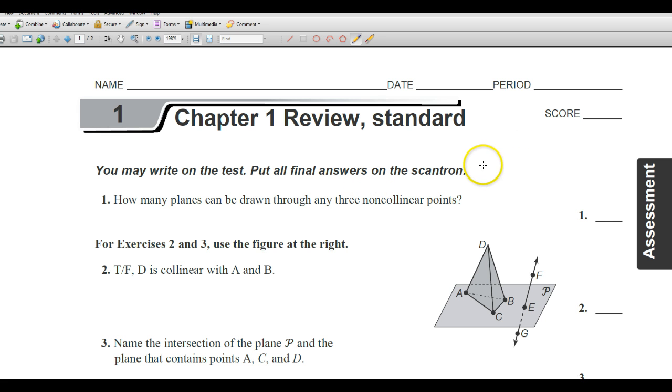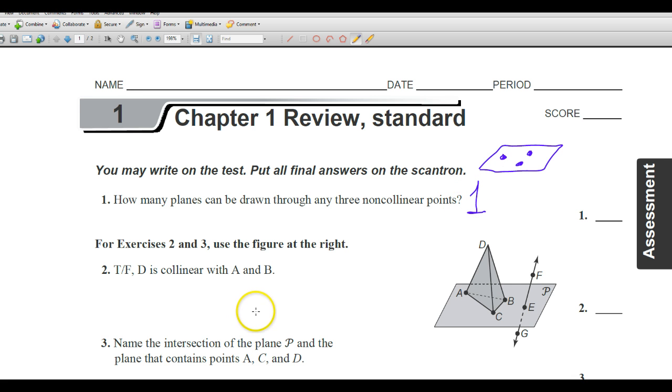The best way to think of this is the surface of your desk. Let's say that we drew 3 non-collinear points on the desk. The only plane that would travel through those 3 points is where the desktop is. If I tried to make another plane that went through those 3 points, it's not possible. We could have a plane going down this way, but it would only go through maybe 1 or 2 of the points. It wouldn't go through all 3. So my answer here is exactly 1.